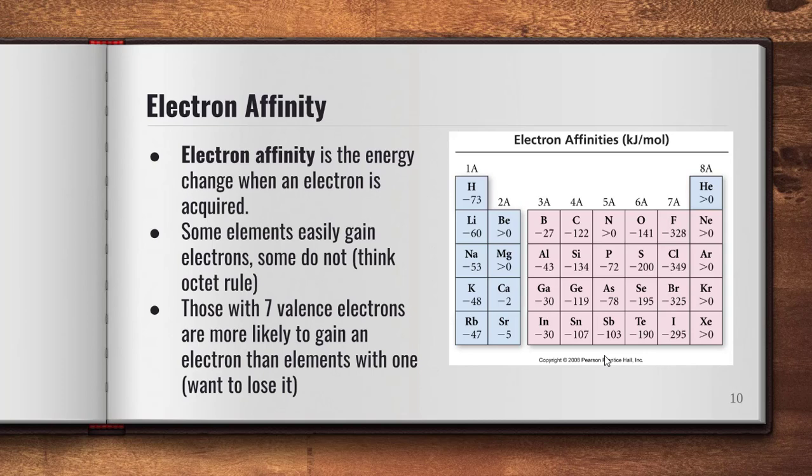Electron affinity is the energy change when an electron is acquired. Some elements easily gain electrons and some do not. So think about it. Those with 7 valence electrons are more likely to gain an electron than elements with just 1. Those with just 1 want to lose it. So the electron affinities are going to be highest to the right because there are 7 valence electrons there. Now there are no electron affinities for your noble gases, again, because they have 8 valence electrons. They do not want to get rid of that electron in their outermost shell.